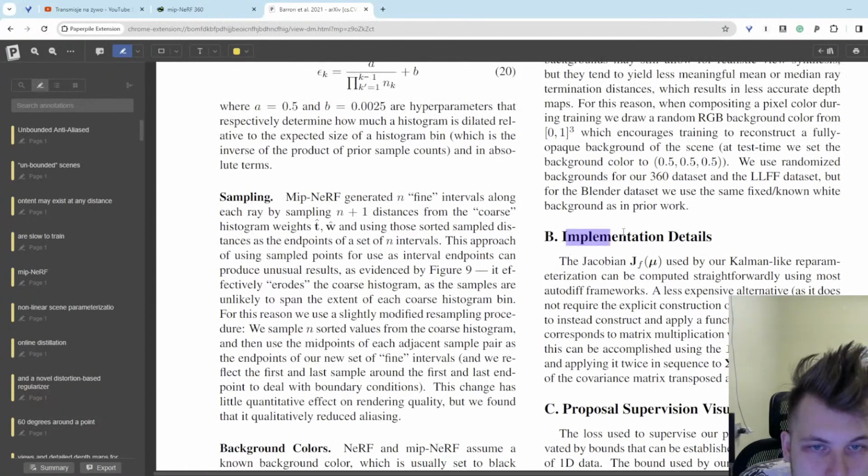Okay, what is this implementation? This is bullshit. The Jacobian GF used by Kalman-like representation can be computed straightforwardly using most AutoDiff frameworks.